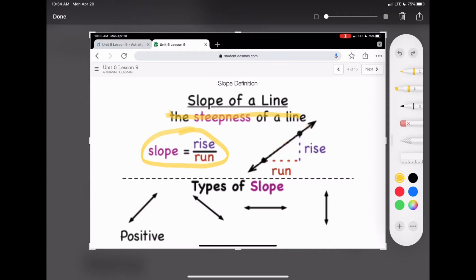And so how many steps did it rise? How many steps does it run? Now, it doesn't always rise, right? In this case here, you can see it's moving down and then it goes left. And so rise over run could represent a negative or a positive number. There's different types of slope, positive slope. These are all representations of positive slope, and so on.